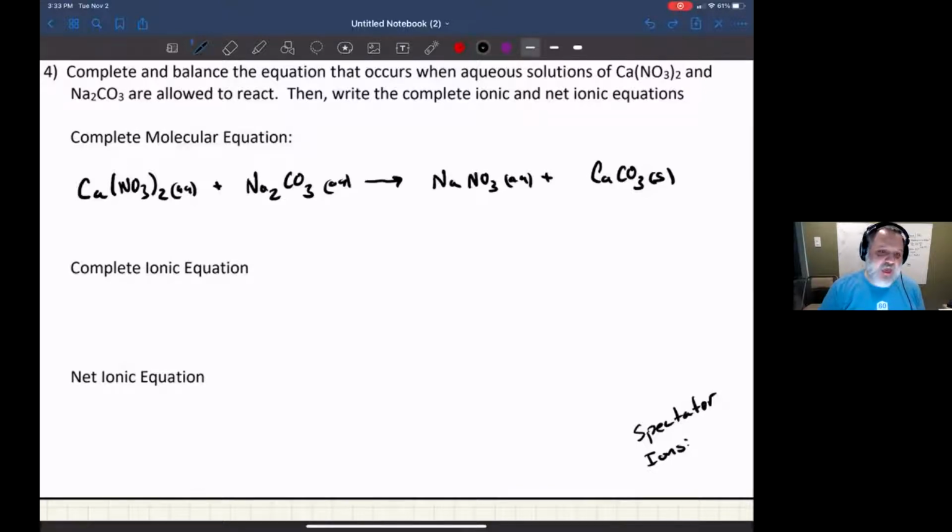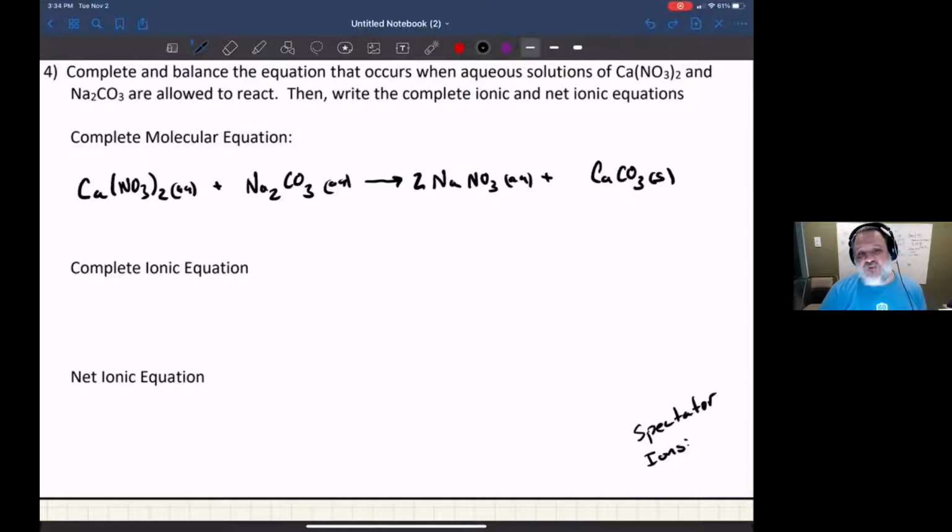Once you've done that, now you can balance. And so it looks like I have two sodiums, so I need two of those. It looks like I have two nitrates, so I need two of those. So a stoichiometric coefficient of 2 in front of the sodium nitrate on the product side, that'll get me balanced.